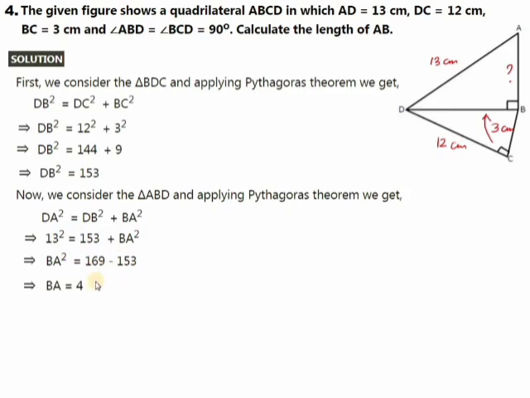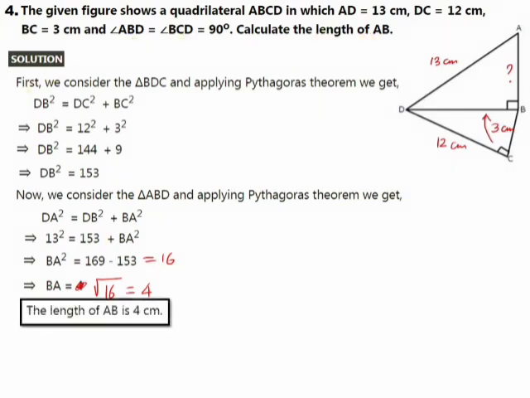So when you subtract, how much do you get? You get 16, isn't it? So BA square is 16, so BA will be root over 16, which is equal to 4. So you are asked to find the length of AB, and the length of AB turns out to be 4 centimeter. Pause the video and note down your solution.